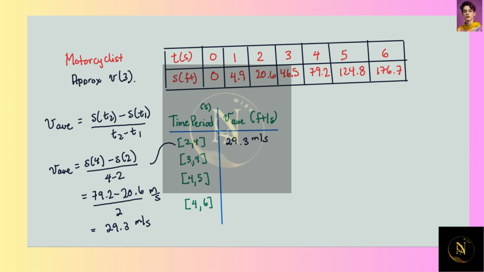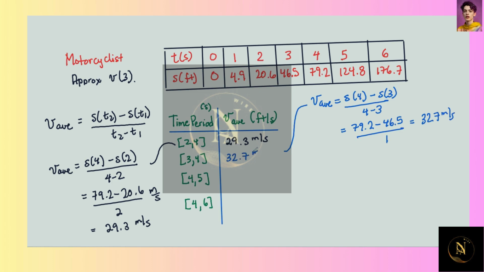Okay, so from 3 to 4, it would be the same process. I'll show you at least one more, and then you get the idea, I think. So let's do V average for the second interval. That's S of 4 minus S of 3 all over 4 minus 3. So that would be 79.2 minus 46.5 all over 1. That comes out to be 32.7 meters per second. So we can put that in our chart.